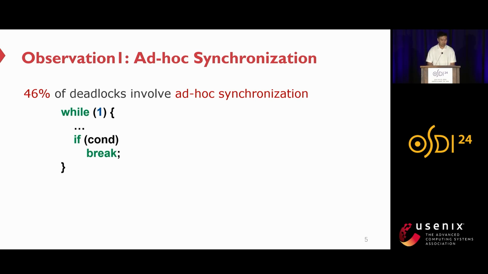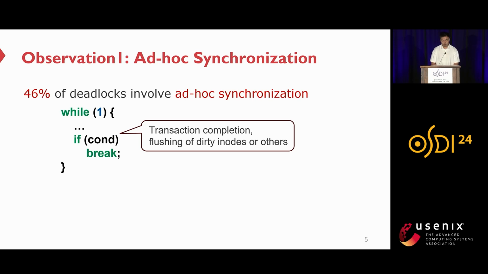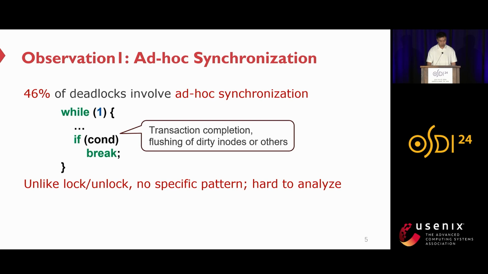The current thread busy waits for an action of another thread. The waited action may be the completion of a transaction, flushing of dirty inodes, or other custom synchronization points. Once the waited action is fulfilled, the condition in the if statement becomes true and the while loop terminates. Unlike patterned lock-unlock primitives, such ad hoc synchronization has no specific pattern and can be hard to analyze.